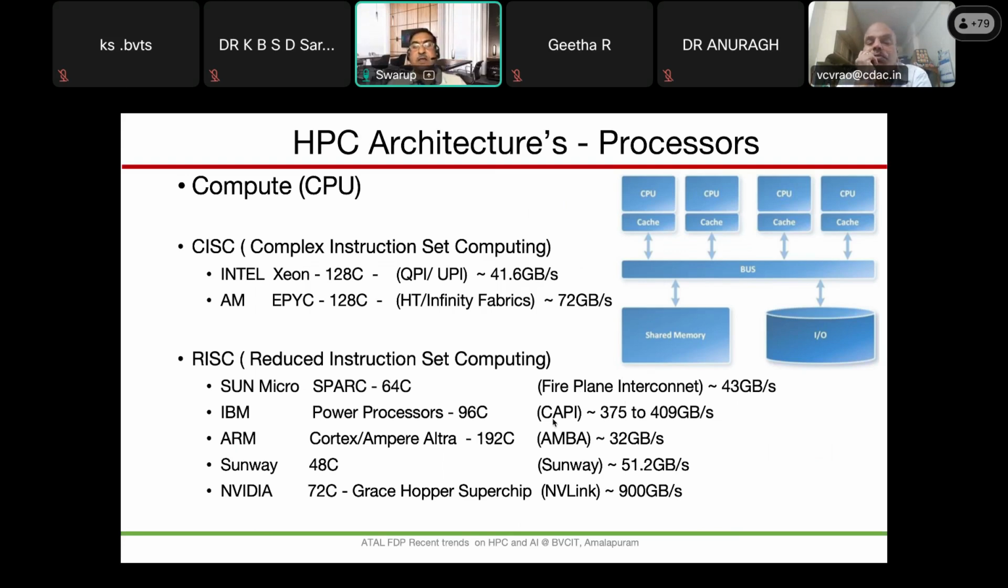Okay. Now you come to the ARM processor. If you take ARM, they have 192 cores, and AMBA is their bus. That is the Advanced Microcontroller Bus Architecture. Okay. Now this is offering 30 GB per second.